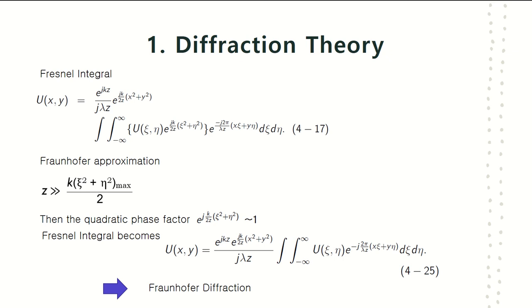Fraunhofer diffraction comes from the Fresnel integral. Equation 4.17 is the Fresnel integral. If z is much larger than k times xi squared plus eta squared over 2, then the quadratic phase factor goes to 1, and then the Fresnel integral becomes this. This is Fraunhofer diffraction. Fraunhofer diffraction is proportional to the Fourier transformation of u(xi, eta). So we can calculate the diffraction pattern easily by using Fourier transformation.